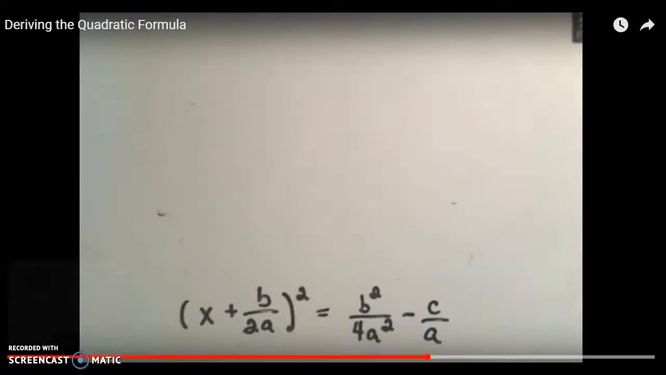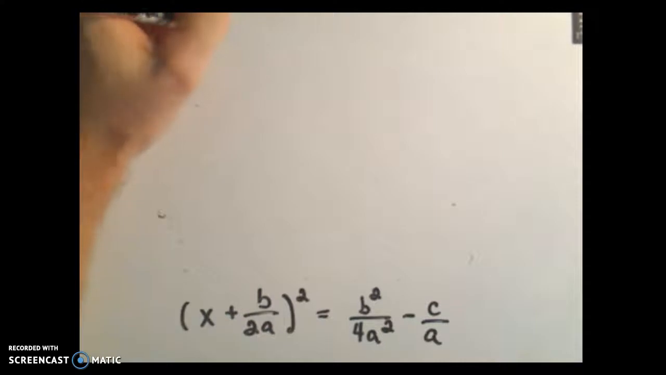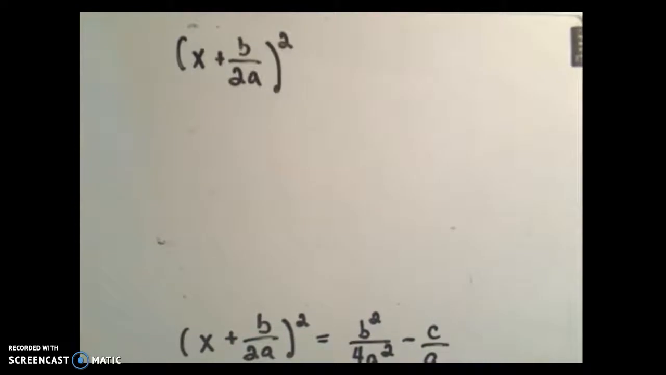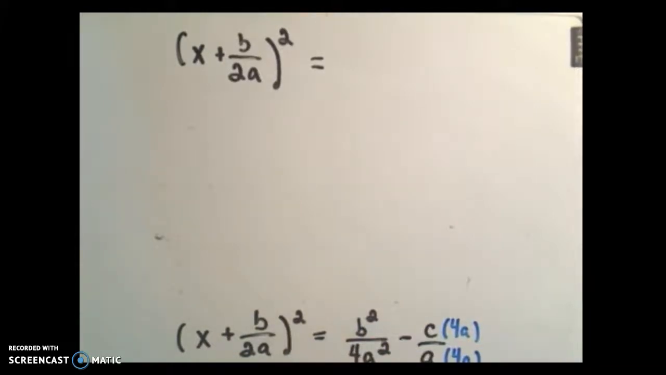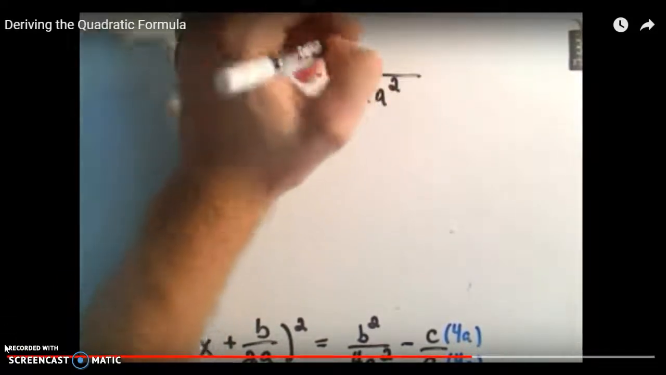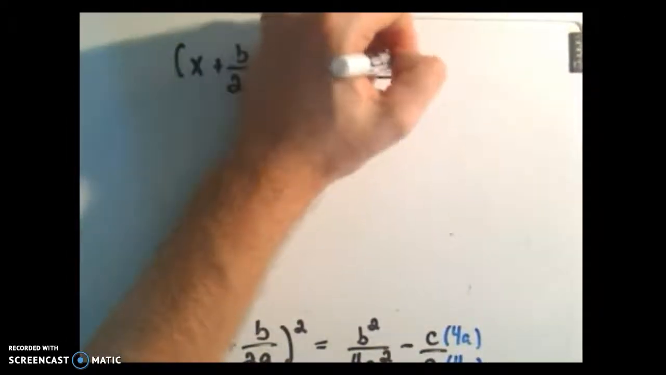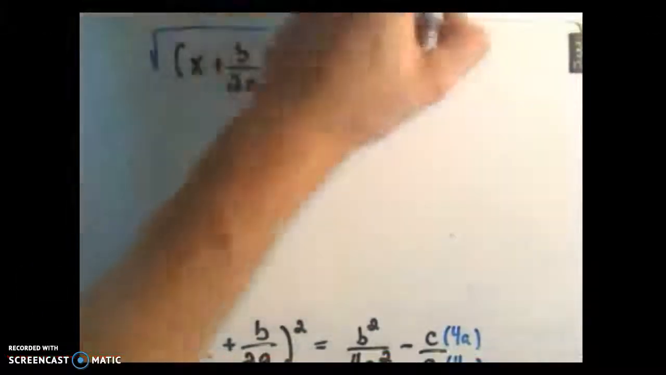What I'm going to do on the right-hand side now is get common denominators, just to clean it up a little bit. So this is x plus b over 2a squared. That's what's still on the left-hand side. On the right-hand side, to get common denominators, I would have to multiply the top and bottom of the c over a by 4a so that I get my 4a squared term. Common denominator of 4a squared. And then on top I would have b squared minus c times 4 times a, but I can write that as 4ac.